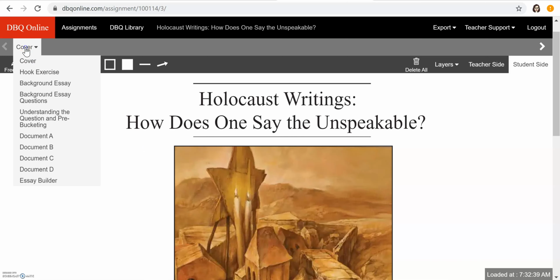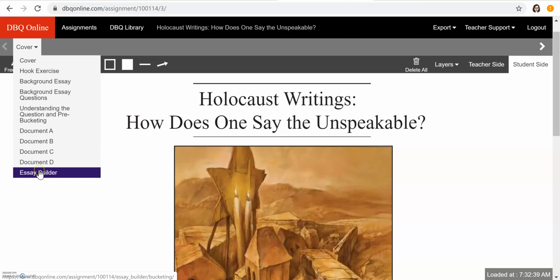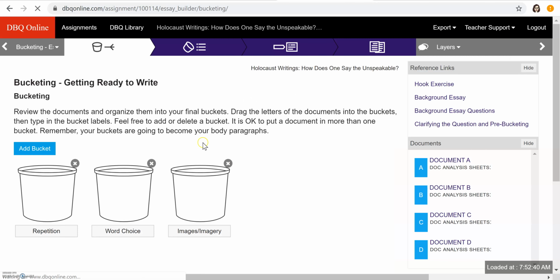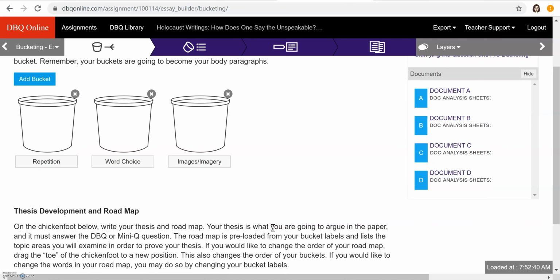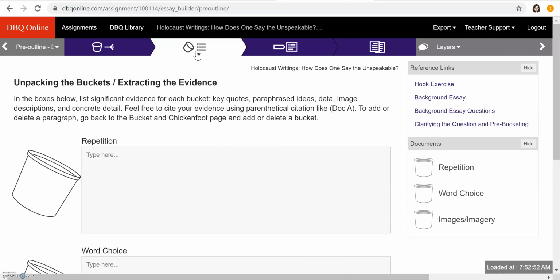When we were looking at this last week before spring break, in the essay builder, remember we came up with repetition, word choice, and images or imagery. Those are going to end up being each of your body paragraphs. So you created your buckets and you were supposed to go through and find examples from each of the documents, so documents A, B, C, and D, and find evidence to support or that show repetition.